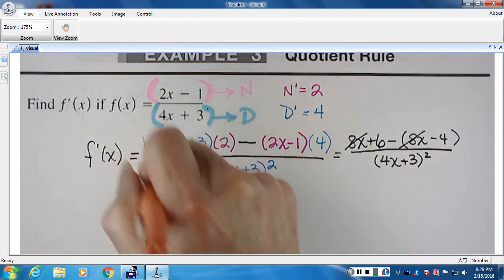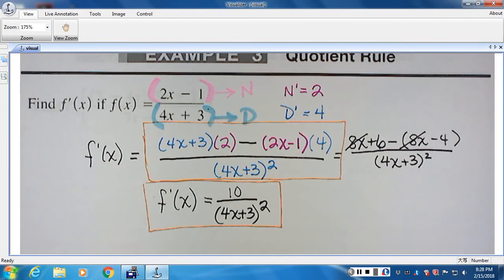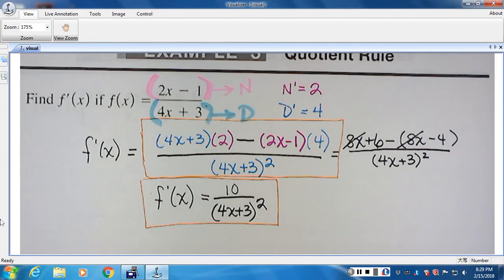This was the most important step. Be sure you get that step correct. The only reason to do this step is because it makes it easier to plug in a number for x, because you only have to plug it in one place. Okay?